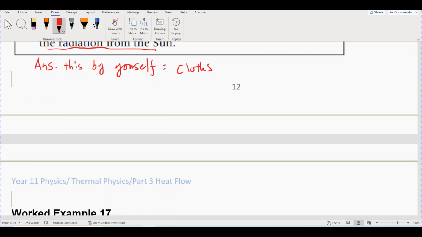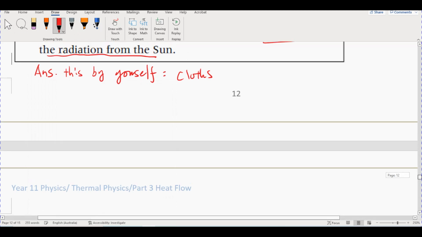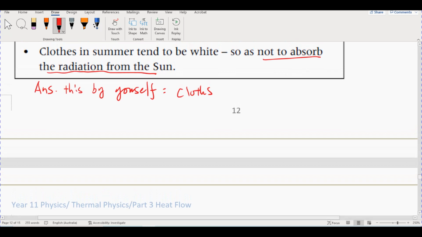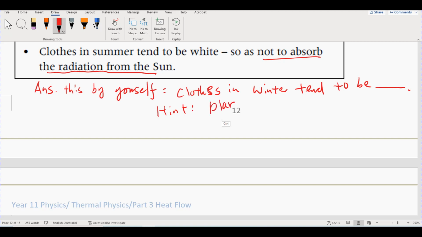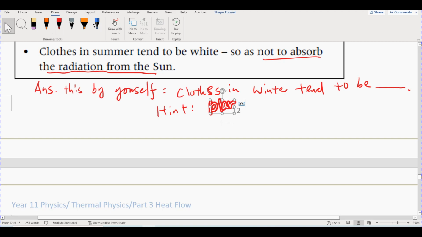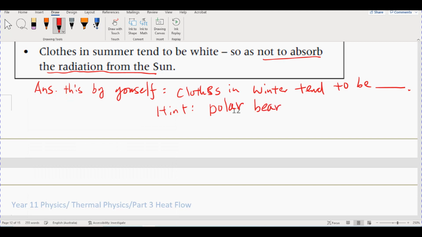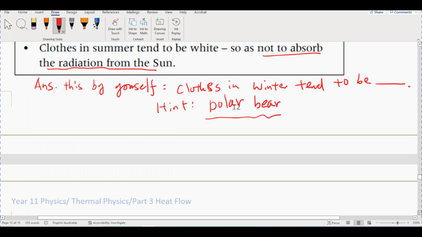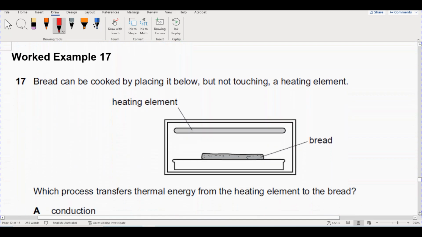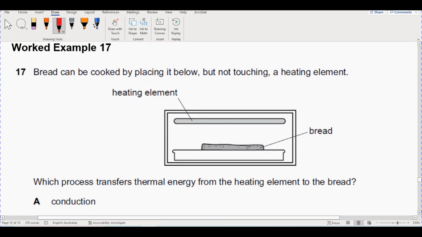So clothes in winter tend to be what? White or dark? Okay, the hint is polar bear. Think about polar bear. Answer that by yourself, and possibly if you want, you can share your answer with me.